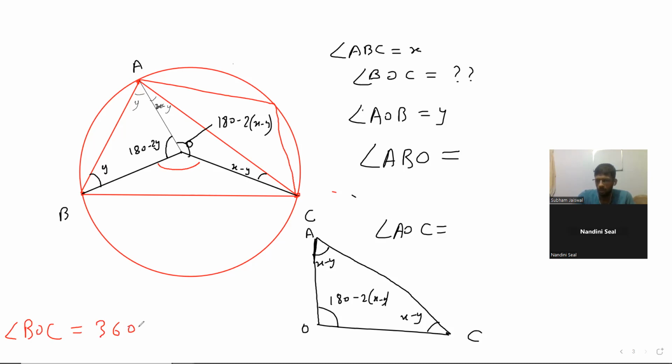360, the total angle, minus (180 minus 2y) minus (180 minus 2x minus y). So you can do the calculation. So you do it and tell me what you get. We'll get something very nice in the end. The intermediate steps are a little messy, but the final answer is very nice.